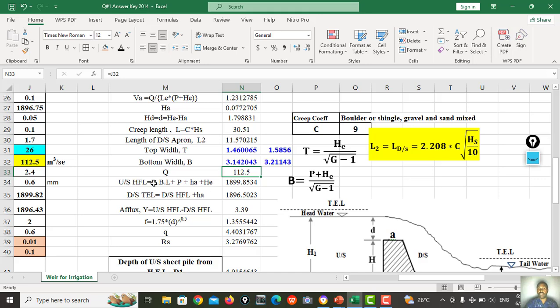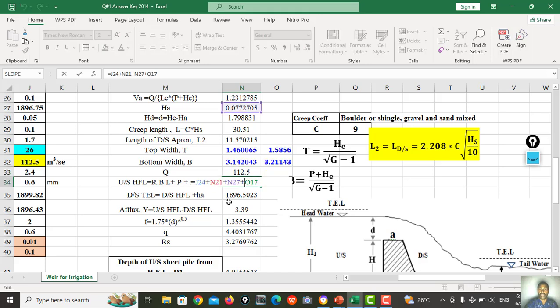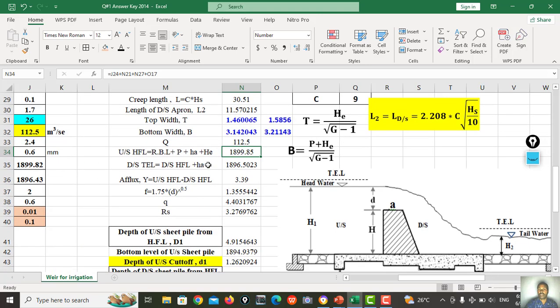Now the upstream HFL means river bed level plus P plus approach head plus HE. Again, just add all: river bed level plus weir height plus approach head plus effective head. You get this one. Downstream total energy, which is this one, downstream HFL plus approach head, which is the approach head you have. So downstream HFL again you have. Then you get this result.